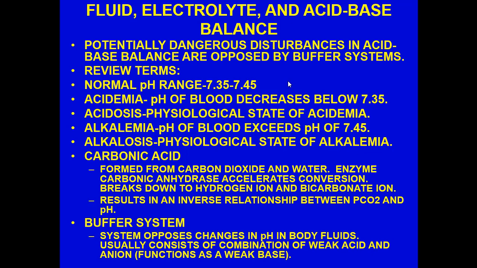There we are again, that normal pH range, 7.35 to 7.45. So let's talk about this. If the pH of the blood decreases below 7.35, that's called acidemia. The physiological state of acidemia is called acidosis. Alkalemia is the pH of the blood exceeding 7.45. Alkalosis is the physiological state of alkalemia.